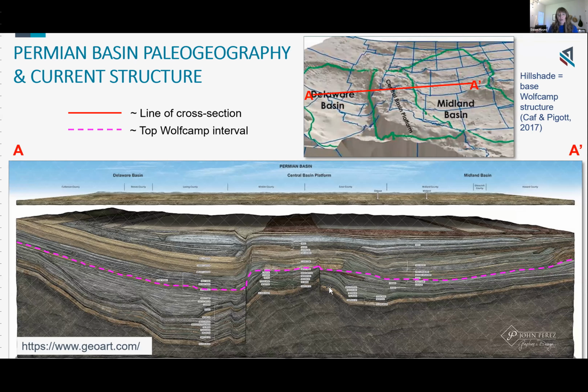You'll probably also notice everything gets very complicated once you get up against the margins here of the Central Basin Platform. So that's just something to look out for. That's where the stratigraphy gets tricky, and there's also a lot of faulting.